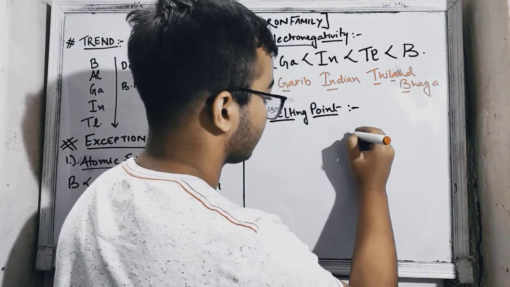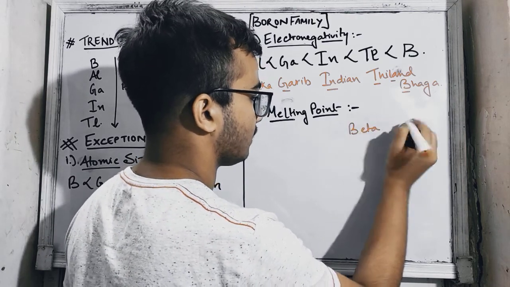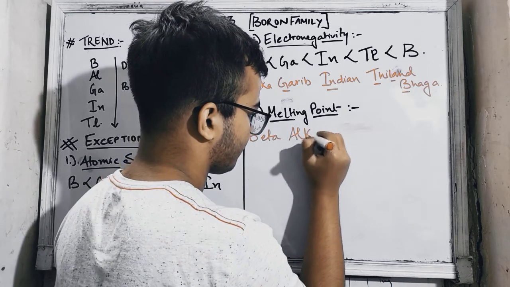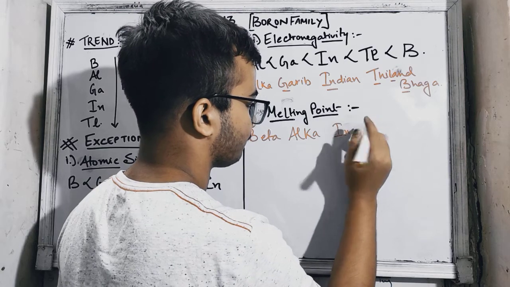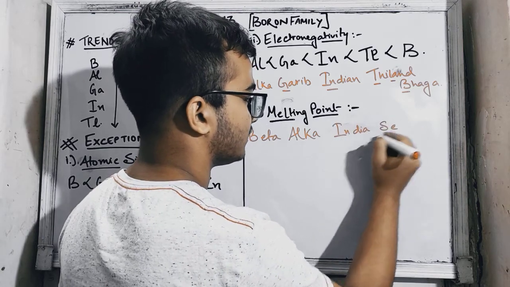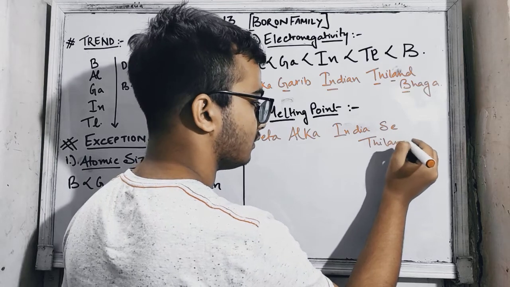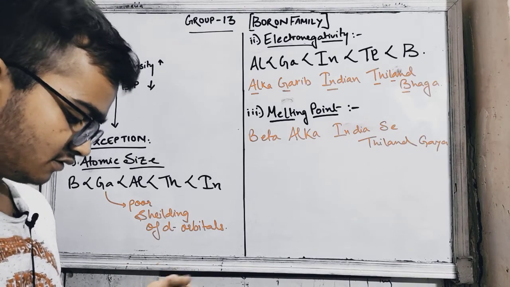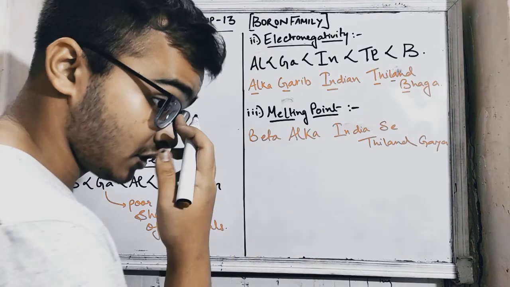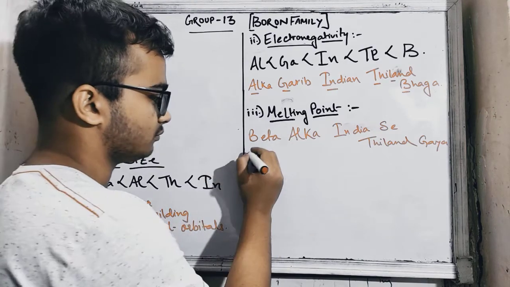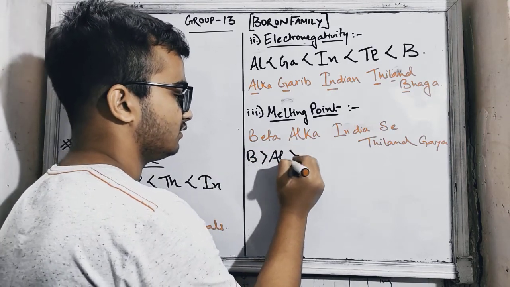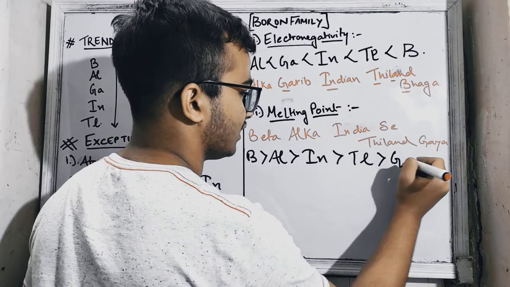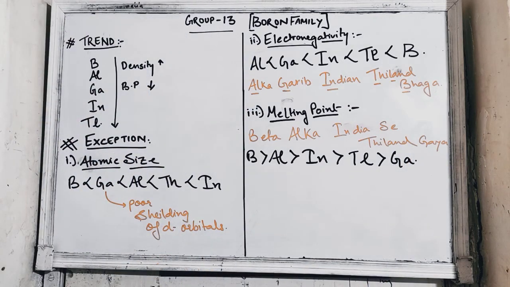So it is like this: Beta, Alka, India se, Thailand gaya. I hope you can relate. So let's write the series now. See, this time the arrows will be this side, meaning boron is greater than aluminum, greater than indium, greater than thallium, greater than gallium. So this is the melting point series.